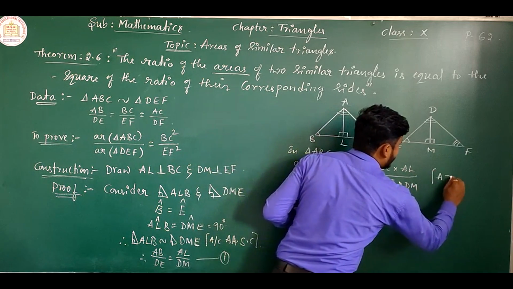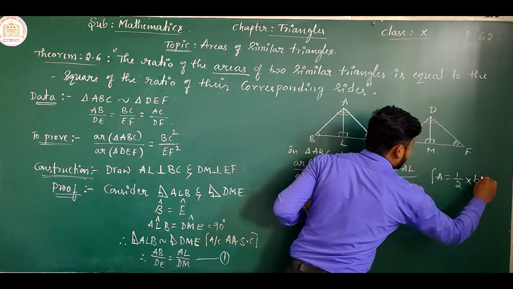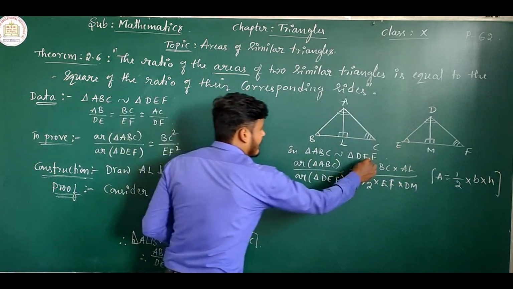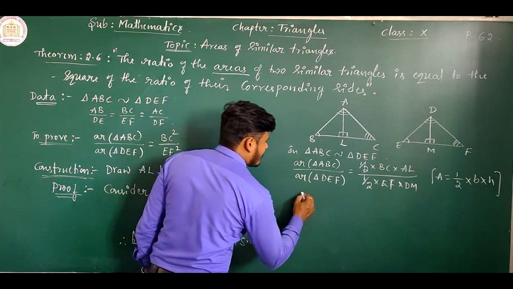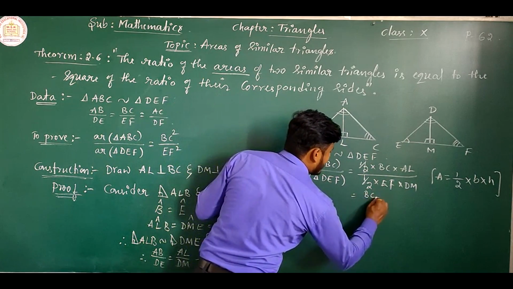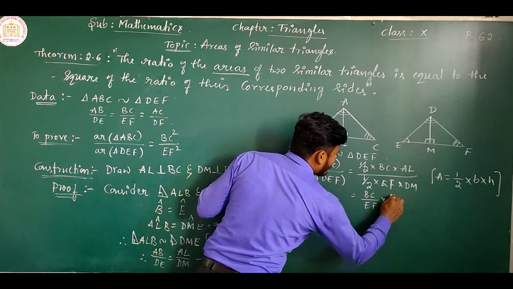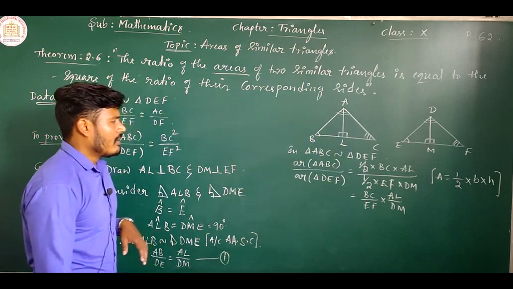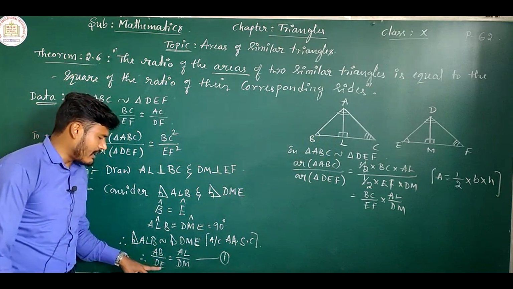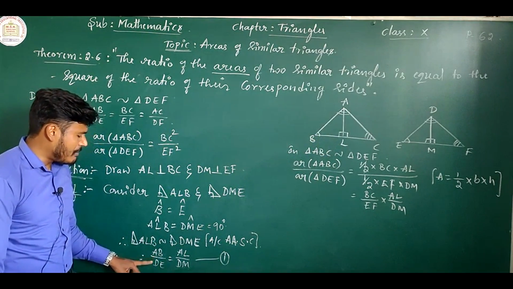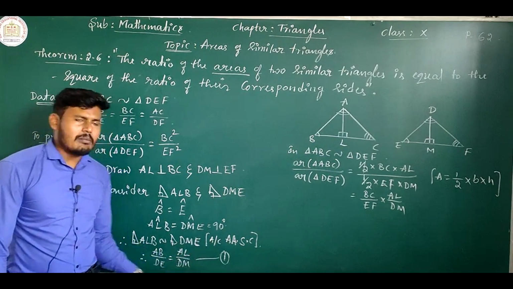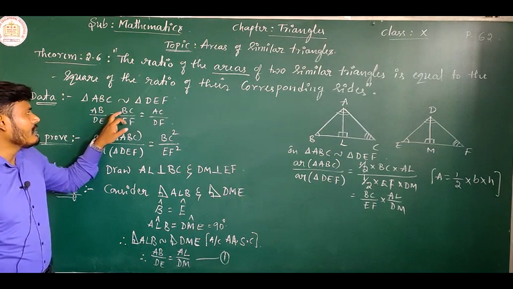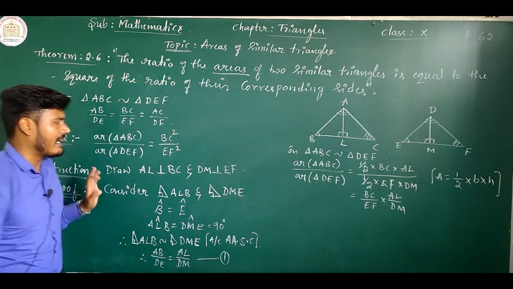Because here area is equal to half into base into height. So this is a very important formula. So now here 1 by 2 gets cancelled out. So this is equal to BC by EF into AL by DM. So from the given data or from equation number 1, AB by DE is equal to AL by DM. So from given data, AB by DE is also equal to BC by EF.